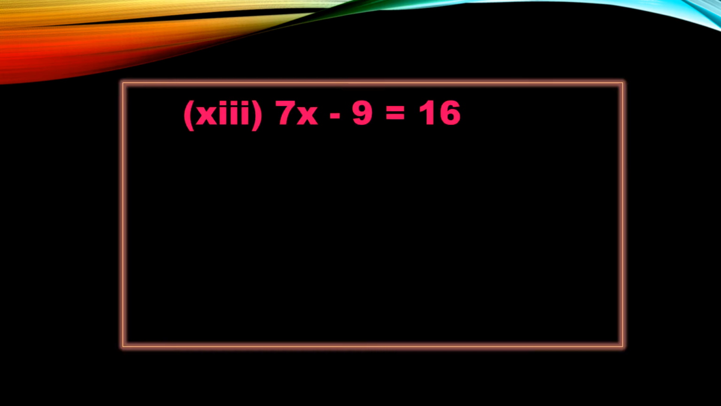Here is the next question. 7x minus 9 equals to 16.